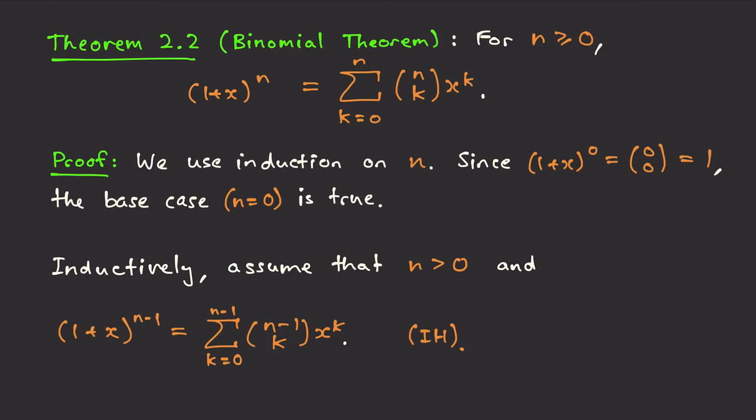Now, to apply induction, we're going to assume that n is bigger than 0 and that the theorem holds for n minus 1. That is, (1 plus x) to the n minus 1 is the sum of n minus 1 choose k x to the k for all k between 0 and n minus 1. This is the inductive hypothesis.